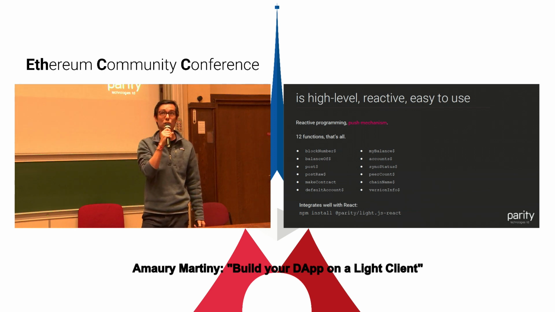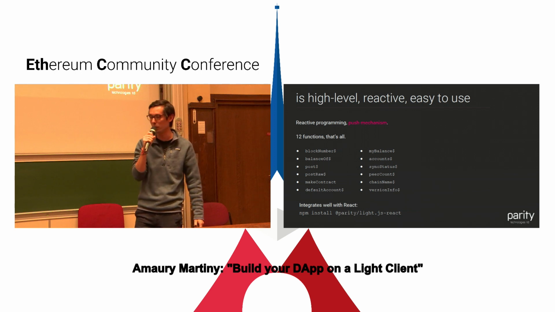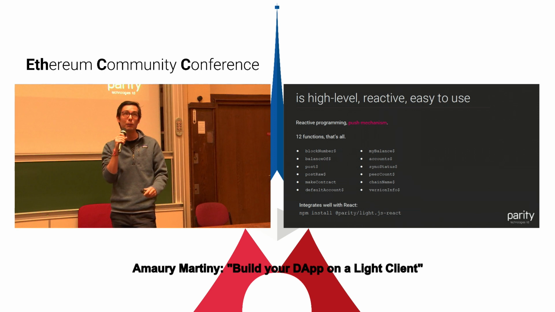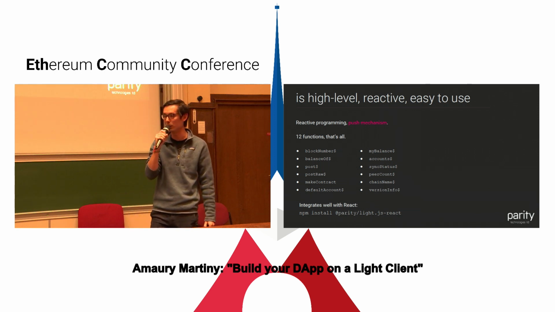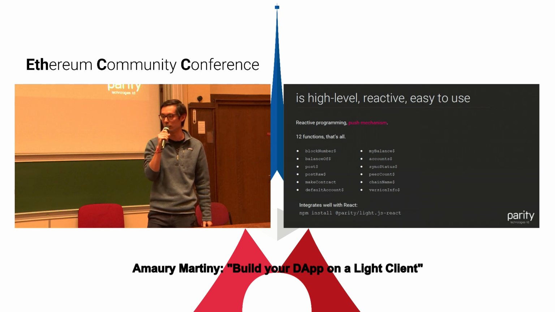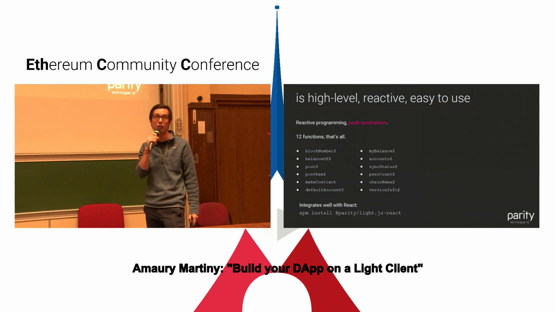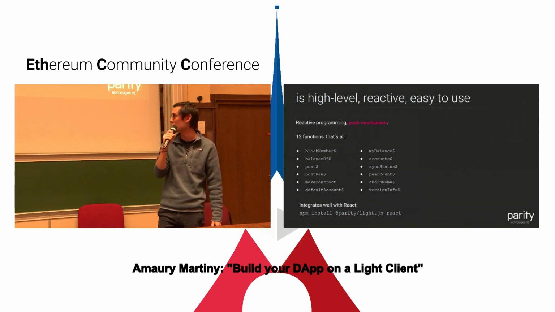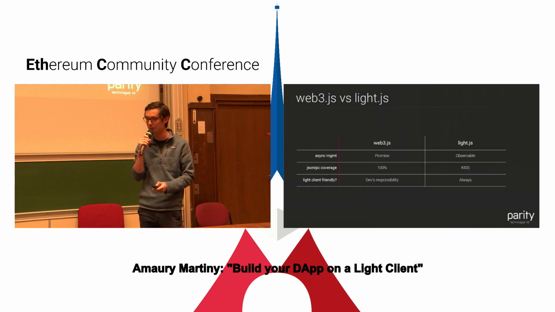Today, Light.js only has 12 functions. That's all. We still have the keep it simple mentality with it. But with these 12 functions, there's a lot of functionalities that can be built on already. And the proof is that I'll show you a demo of a fully functioning wallet that we've built. And if you're into React, we also have a specific library called Light.js-React for easy integration with React.